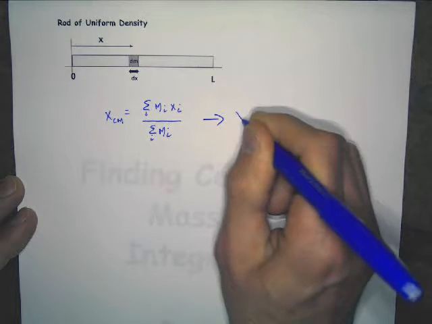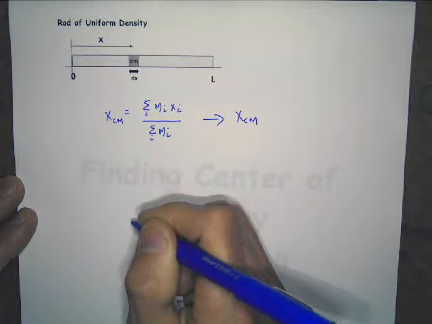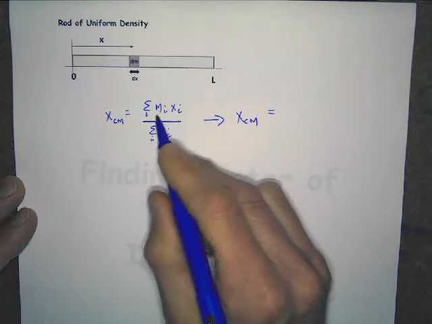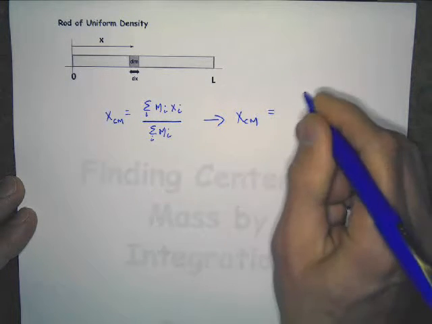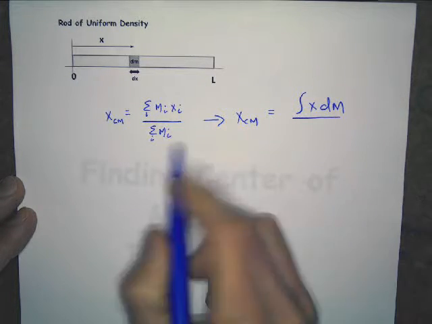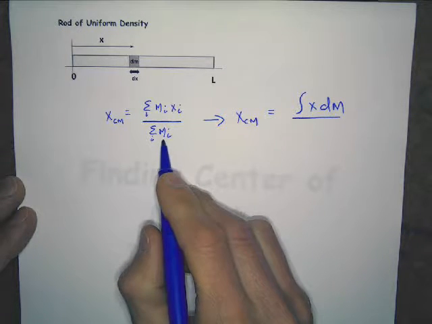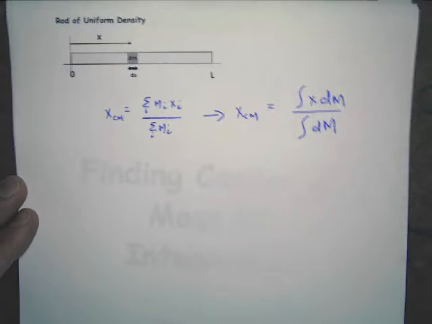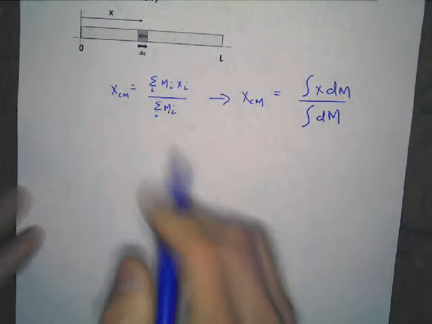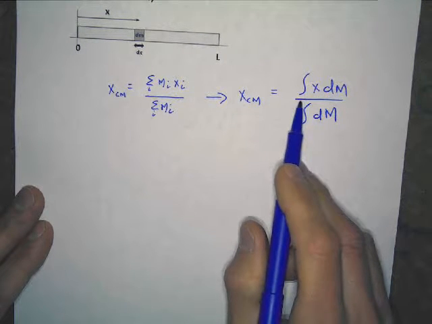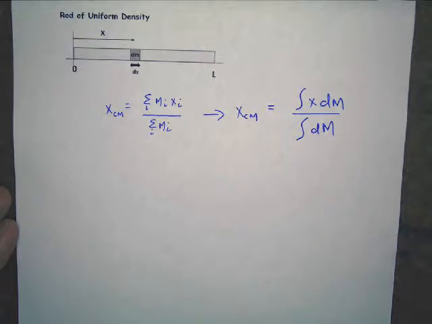So we're going to replace that formula with an integral version. Instead of the summation of m_i x_i, we're going to do the integral of x dm. And instead of the summation of the individual masses, we're going to do an integral of dm. So we're replacing the summation over individual pieces with an integral that runs through all the different possible values. That's the approach that we're going to take here.